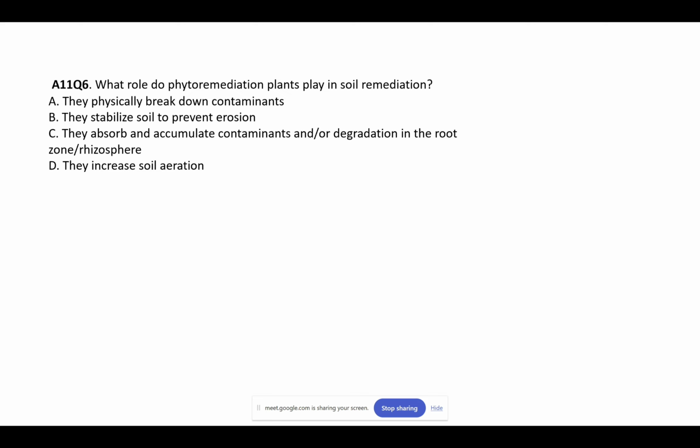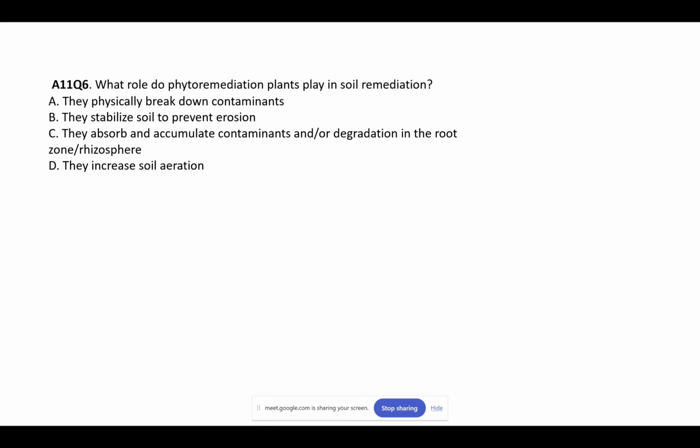is correct. So in phytoremediation, what happens? The plant takes up the contaminants while taking the major and micronutrients from the soil. They take up contaminants like heavy metals, and these contaminants are stored in the cells and tissues of the plant, and through this the accumulation of the contaminants takes place.